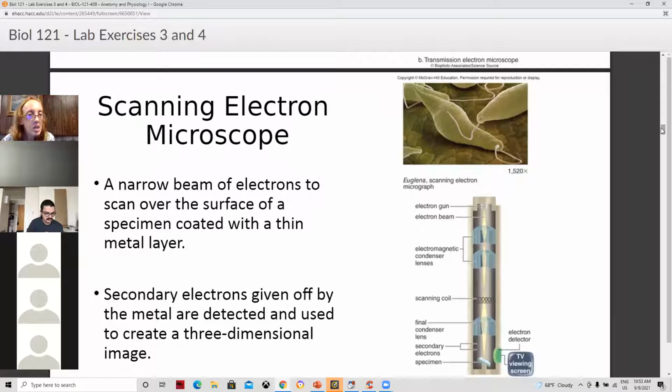In the case of the scanning electron microscope, the electron wavelengths that you're shining at your specimen bounce off the surface because you've coated your specimen with a metal. And when they bounce off the specimen, the pattern with which they bounce off this specimen is what you observe in your image.